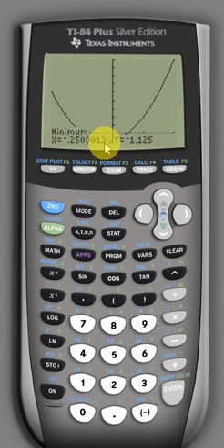Well, ignore these odd decimals out here. That's due to inaccuracies in the calculator. So the point is actually -0.25, -1.125. So that's my vertex. And if you can find the vertex, you can also find the axis of symmetry, that would be x equals -0.25.